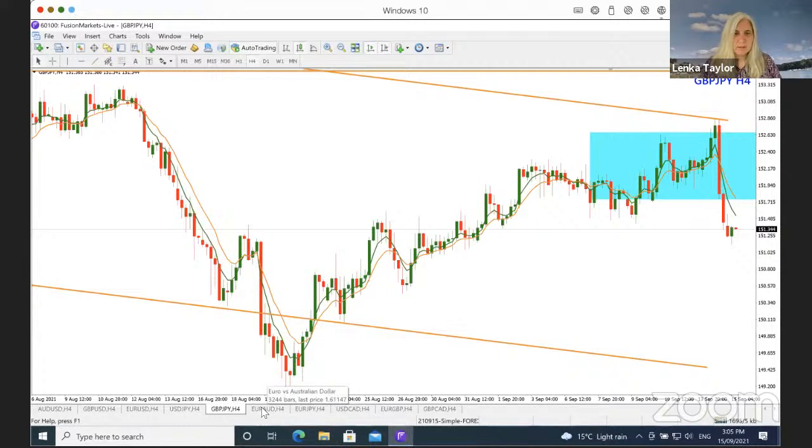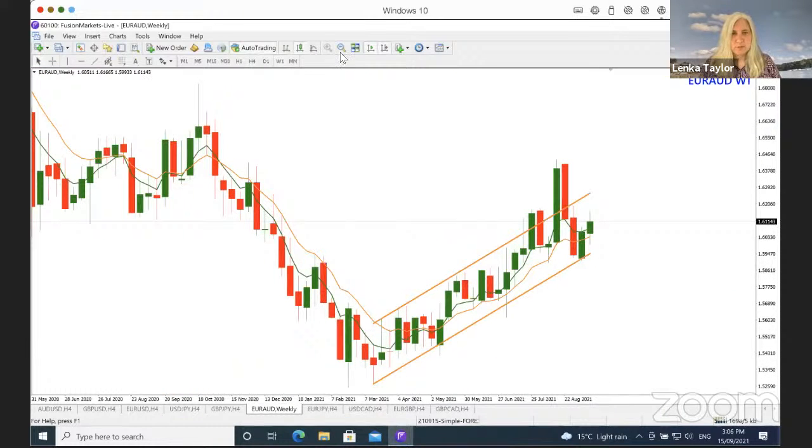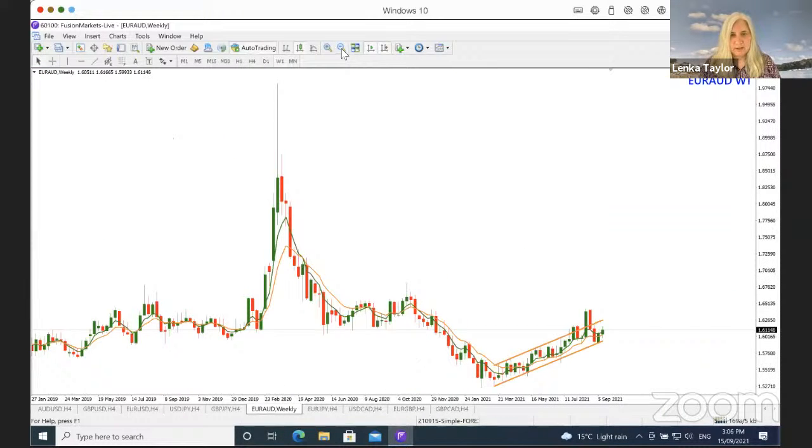Next currency pair I'm going to look at is EURAUD. Now with EURAUD, I am looking for a long. In terms of where we are on the weekly, it is coming up and hitting this sort of level of what could be either a resistance or a support there. So it could go either way.